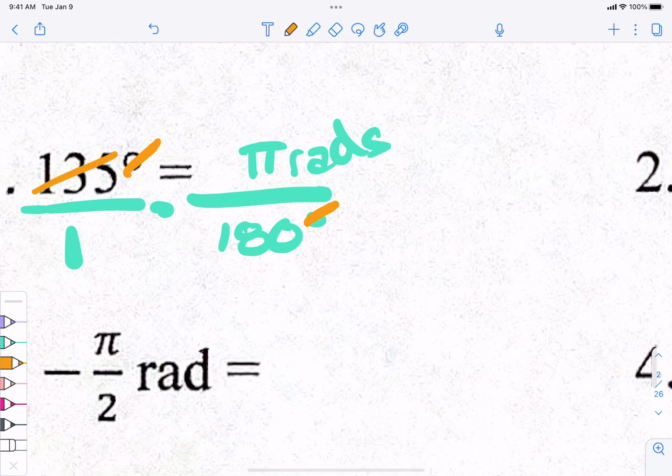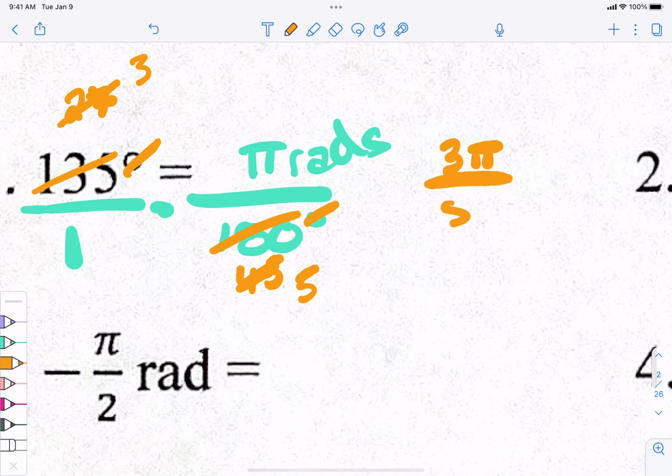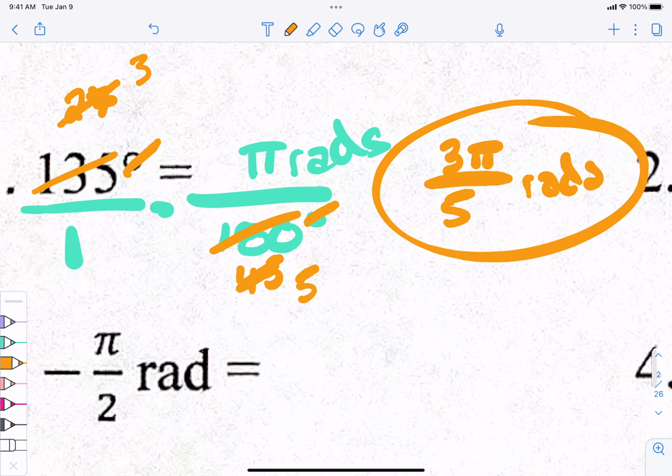So I know I can divide by 5. This is 27 and this is 45. But then I can divide by 3. No, I can divide by 9. This is 3 pi over 5, I think. 3 pi over 5 radians is what we have. 3 pi over 5 radians.